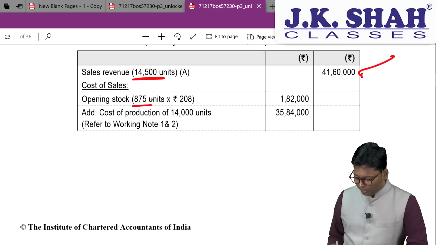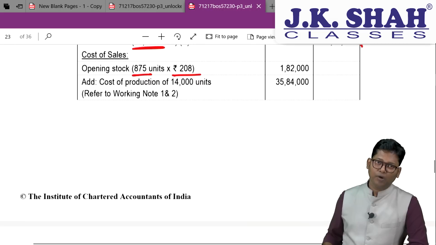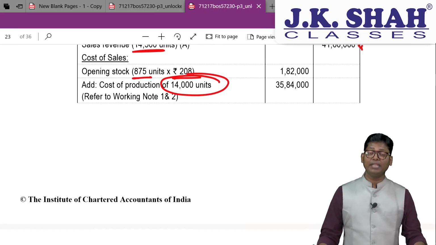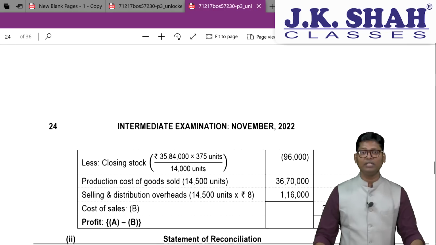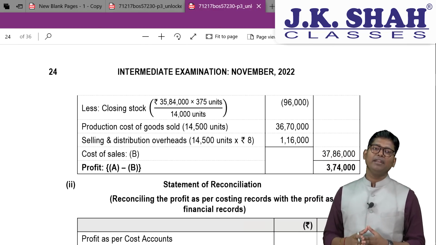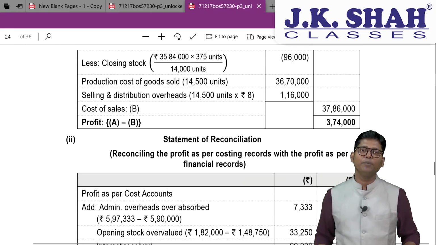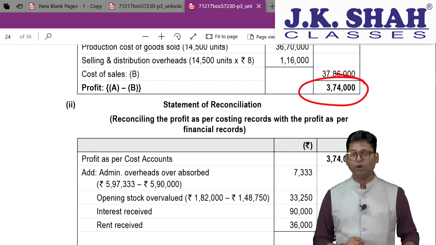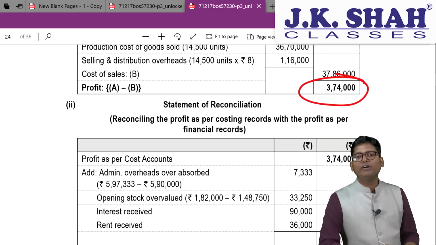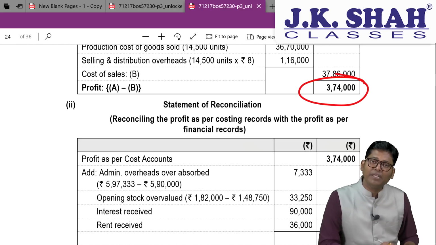Opening stock is valued at 875 units at the rate of 205. Then cost of production, this is the number of units produced, which we computed in the beginning step of the sum discussion only. Closing stock is also valued at the cost of production for the current year. So they have prepared this working note, and by preparing the working note, they have computed the profit according to your cost records. By using this kind of working note, you can calculate profit using cost record related information.